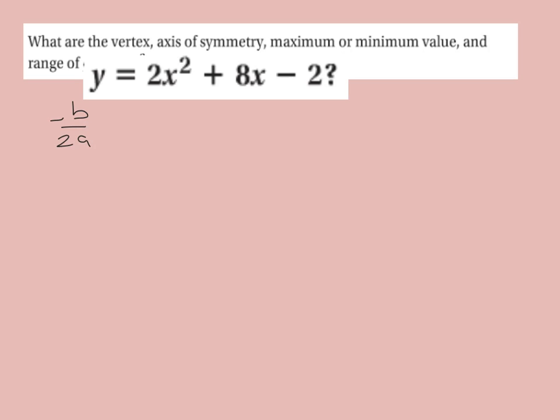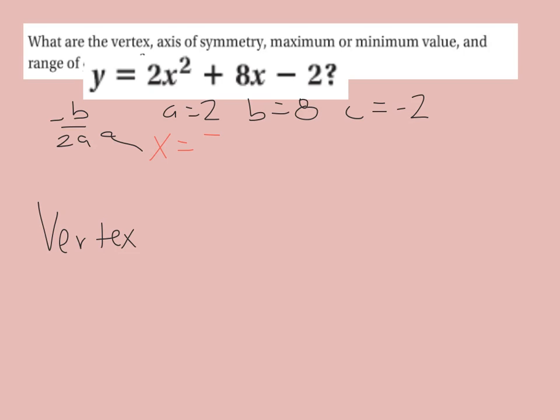Now in this formula right here, a is equal to 2, b is equal to 8, and c is equal to negative 2. So first thing I want to do is find my vertex, and to do that I have to first figure out what x is equal to. So x is going to be equal to negative 8, because that's the opposite of your b, over 2 times 2, because 2 times 2 is 4, and that would be equal to negative 2, so that's my x.